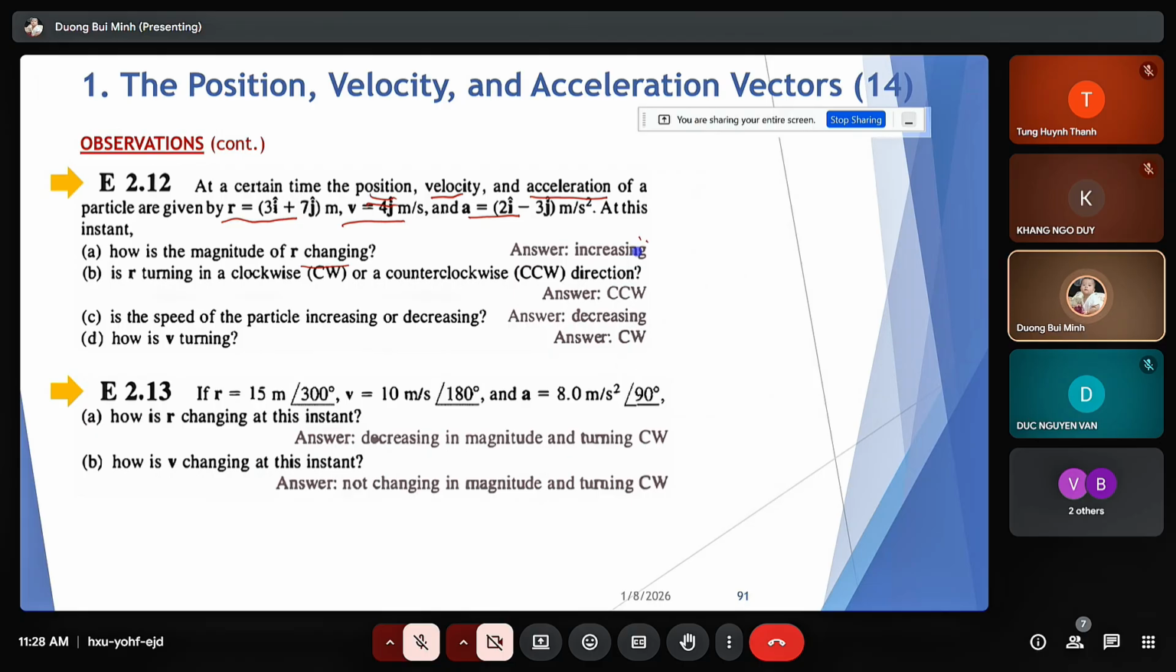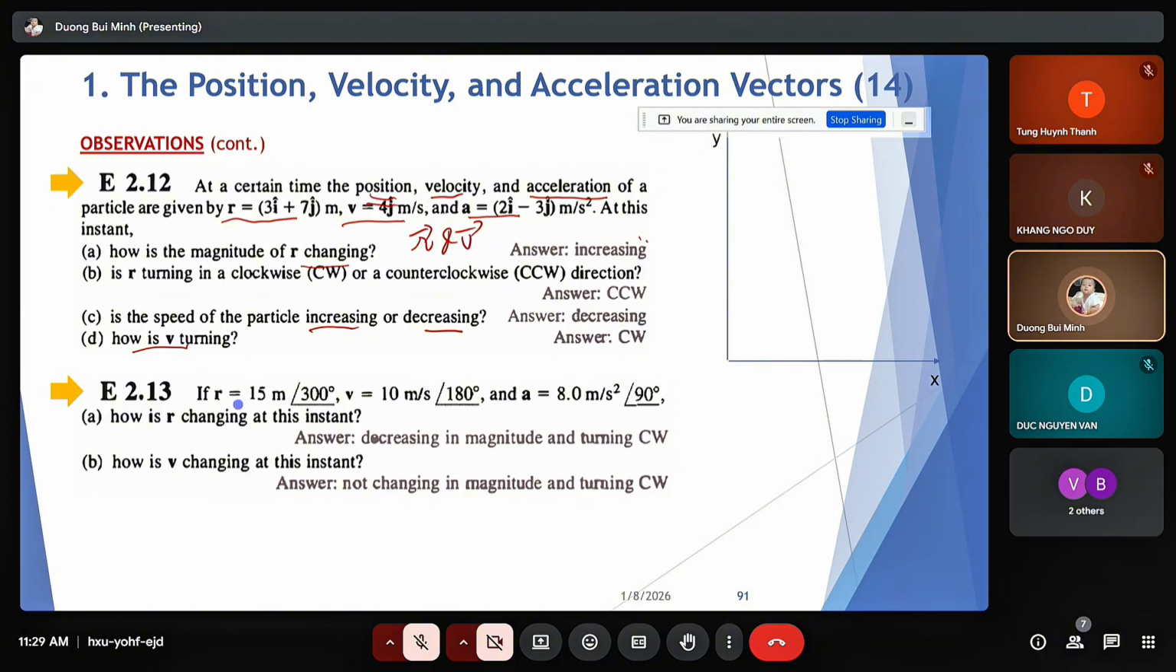Okay. So for how is the magnitude of R changing? We need to compare R and V, right? And V. So is R turning in clockwise direction or counterclockwise direction? And is the speed of the particle increasing or decreasing? And how is V turning? So you can use the graphical representation to answer these questions.